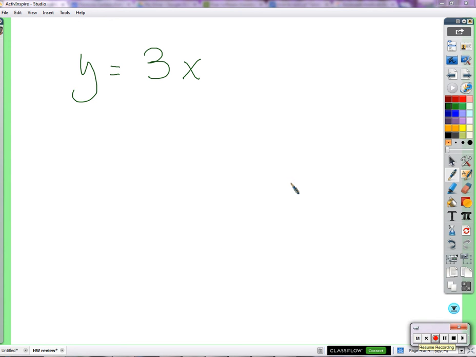See, we're not all completely fluent with this idea. That's fine. Let me put it this way. I want you to test the point. I want you to tell me if this point is on the graph of this equation. The point that I'm suggesting that you're going to test and decide about is 5, 15.